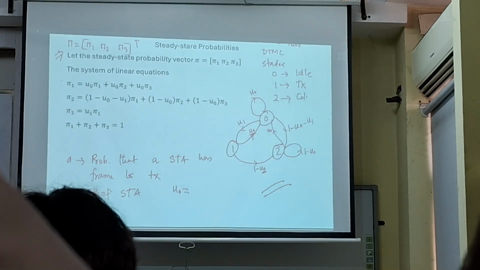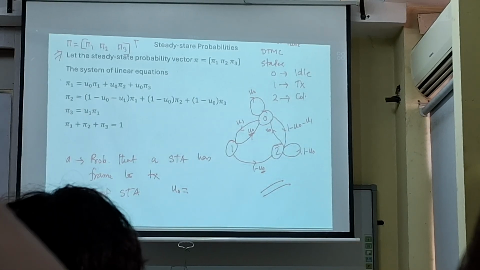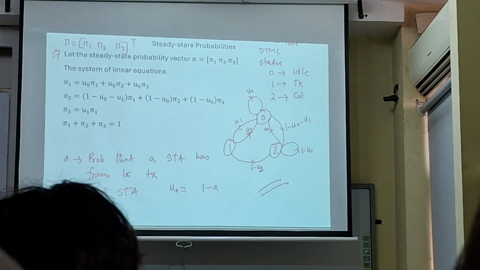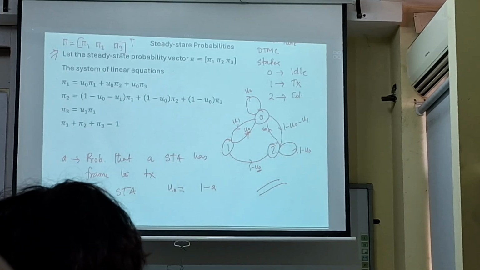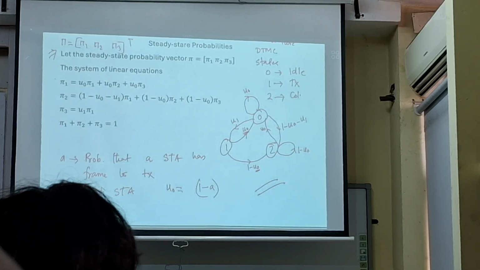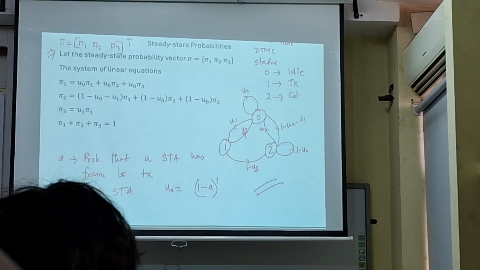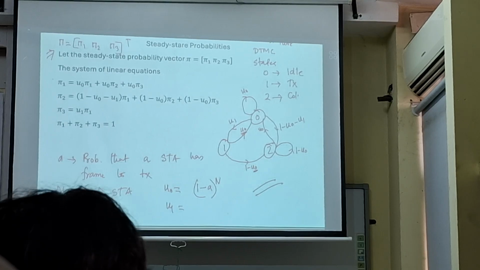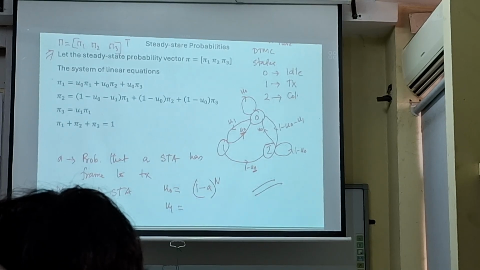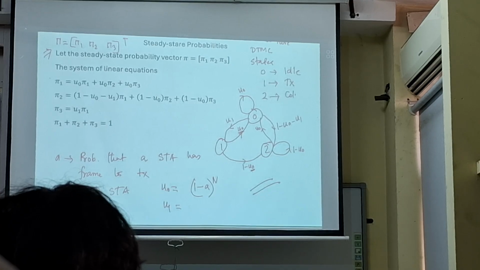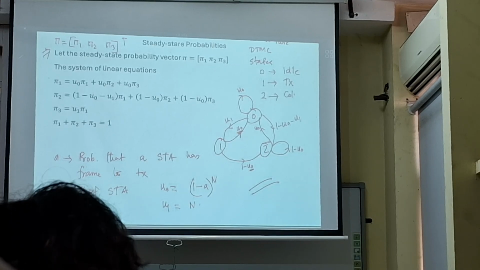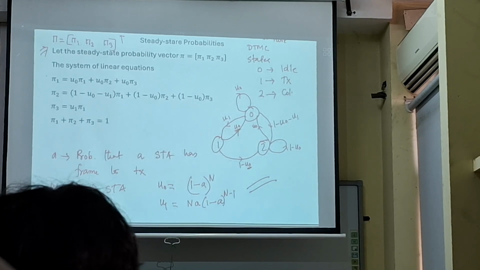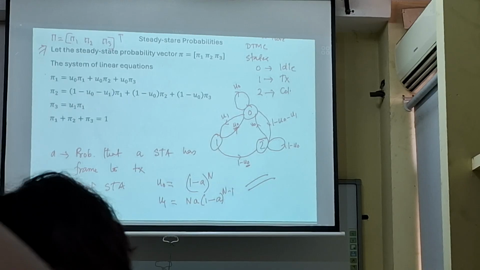Among the n stations, none of these stations is transmitting. What is the probability that a single station is not transmitting? It is 1 minus a. What is the probability that a station is not transmitting? 1 minus a times 1 minus a times 1 minus a. How many? What is U1? Probability that a single station is transmitting. And following the binomial distribution, it is n choose 1, which is n, then a to the power 1, which is a, then 1 minus a to the power n minus 1. Right? So these two are the variables here.